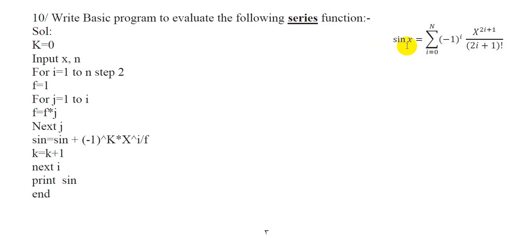Sine x, the sine function for the variable x, given on the right and left hand side of the equation, equals the summation from i equals 1 up to n, any arbitrary n value, of negative 1 to the power i, times x to the power 2i plus 1, over 2i plus 1 factorial.